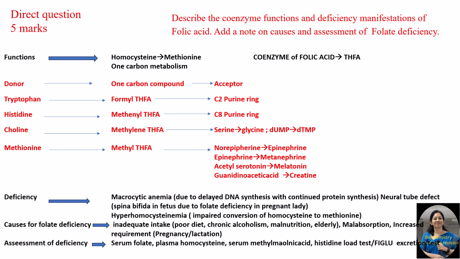So deficiency of folic acid manifests as macrocytic anemia. This is because of delayed DNA synthesis, but protein synthesis continues. It is also characterized by neural tube defect, spina bifida in the fetus due to folate deficiency in a pregnant lady. The other manifestation is hyperhomocysteinemia. This is because of impaired conversion of homocysteine to methionine.